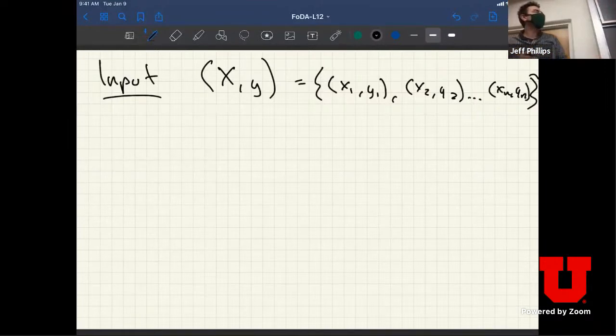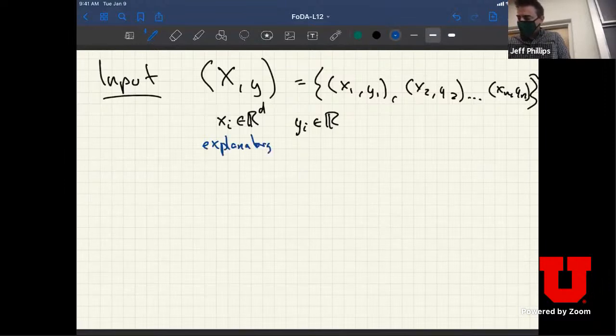In the lecture we had on Tuesday, all the x's were scalar values, so each yi was in R. But today we're going to talk about the case where each of the xi's is in Rd. So we're going to have d-dimensional vectors now for each of these explanatory variables, and this is the dependent variable.